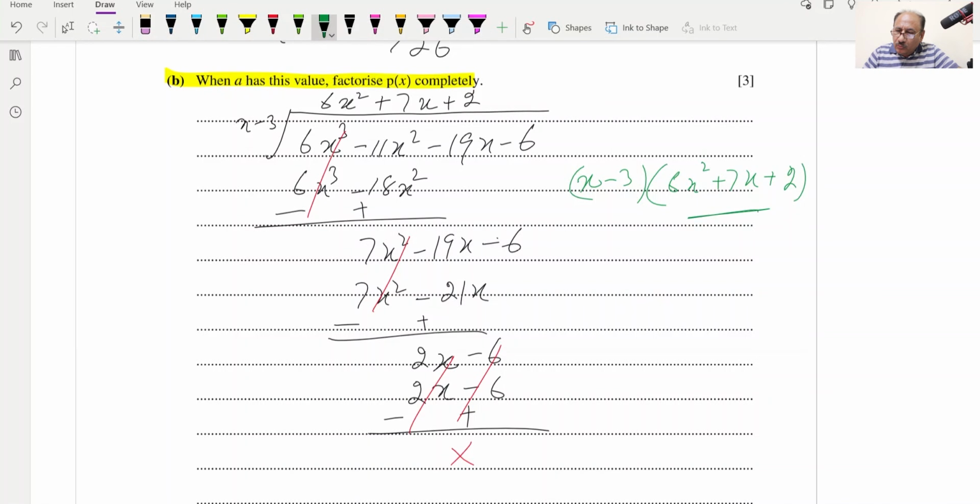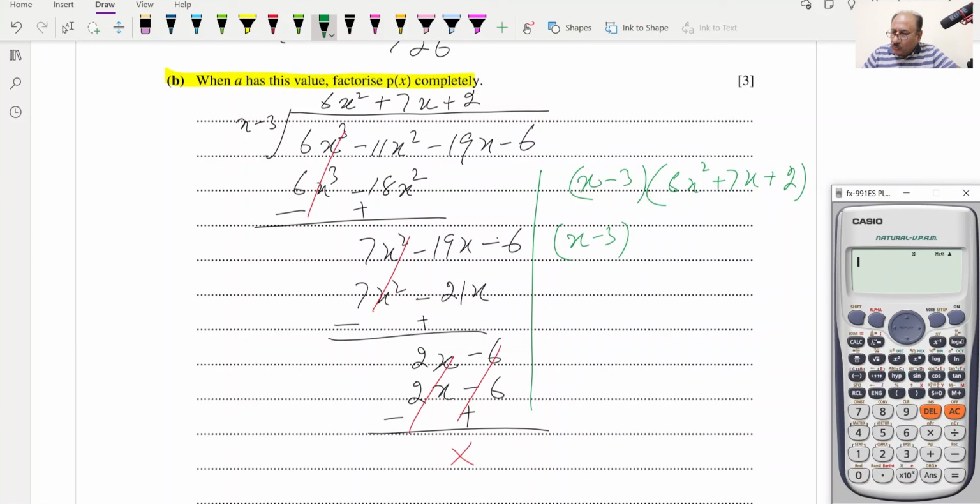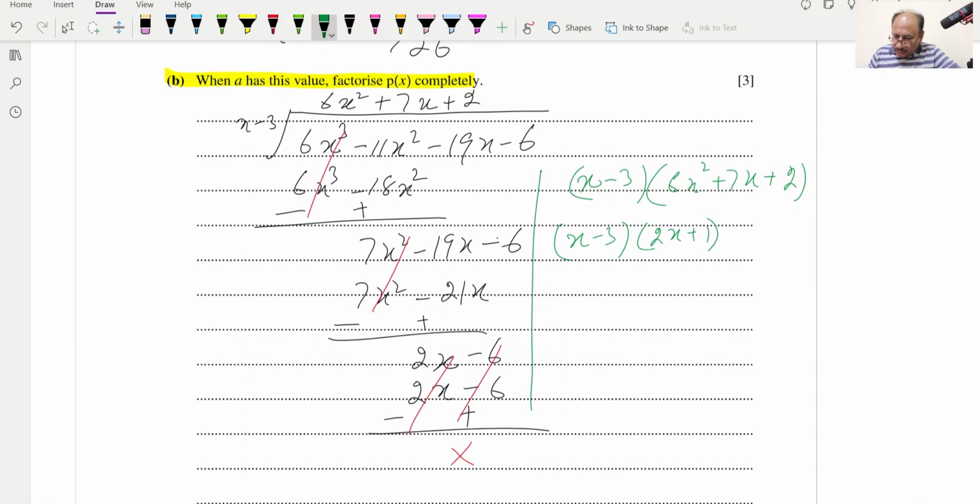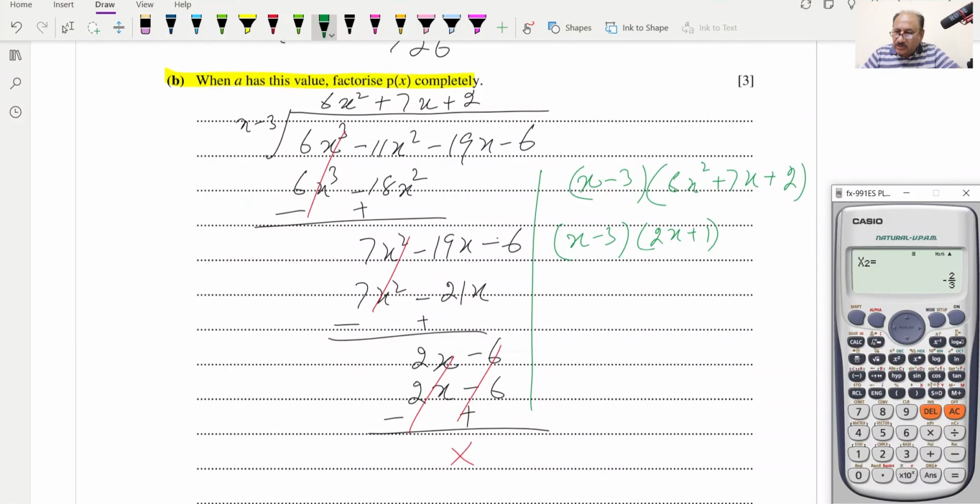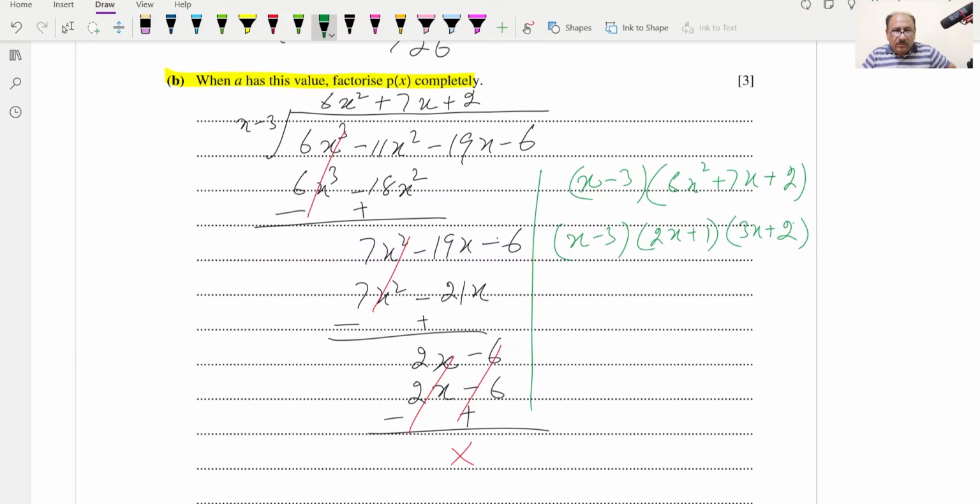Now we have to factorize this portion, and for that x minus 3 will be as it is, and this portion we can use calculator, or you can use quadratic formula or factorization. Whatever type of factorization you are comfortable with, you can use that. I'm using calculator. So mode 5 3, and coefficient of x squared is 6, coefficient of x is 7, and constant value is 2, and this will be equal to minus 1 by 2. So minus 1 by 2 means 2x plus 1, and this will be minus 2 by 3, so it means 3x plus 2.